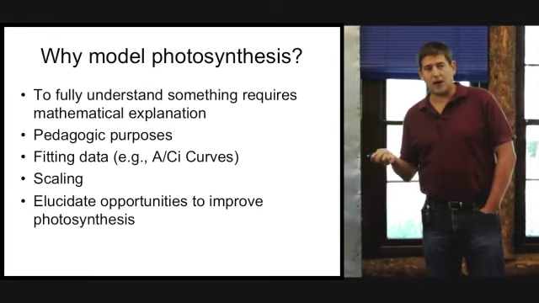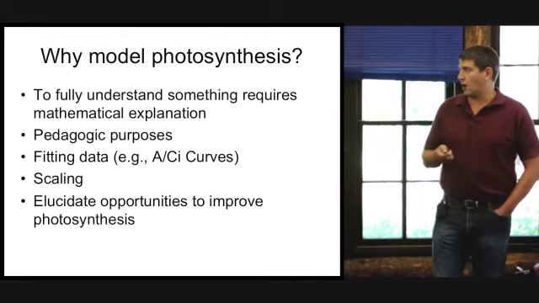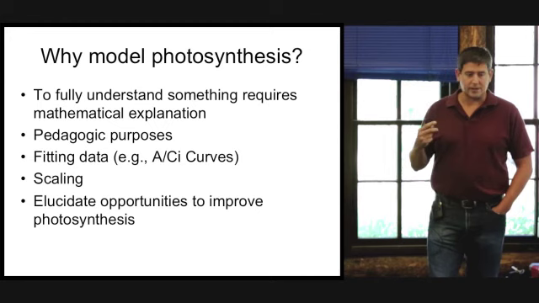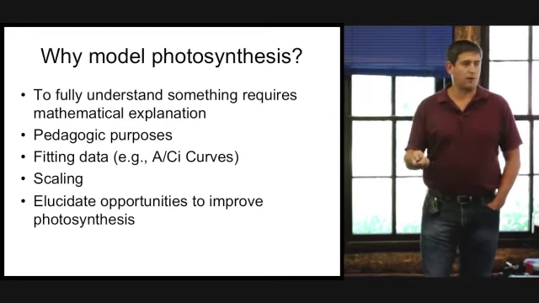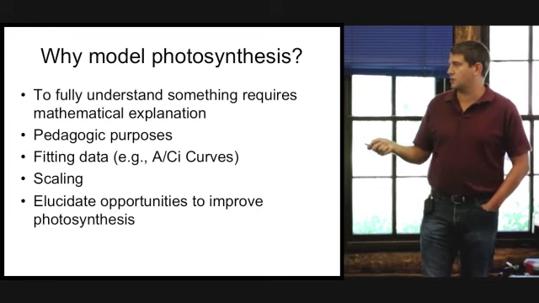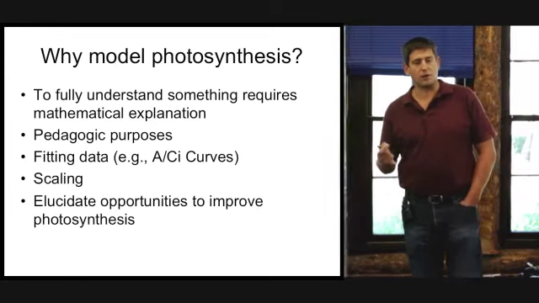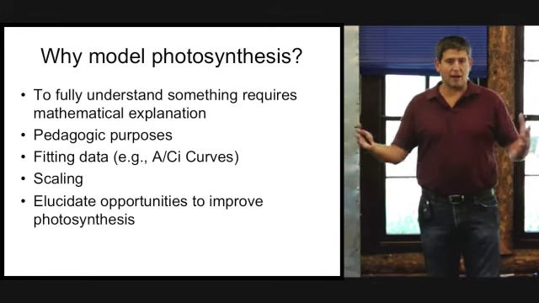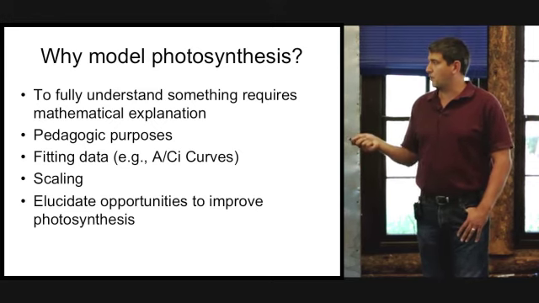So when Farquhar, von Caemmerer, and Berry got together, Susanna von Caemmerer was a mathematician. Farquhar was really interested in a lot of the dynamics associated with the influence of stomatal conductance on gas exchange. Joe Berry was interested in trying to elucidate a lot more of the C4 photosynthetic pathway. And together, the three of them combined each of their individual expertise to pull together the Farquhar model of photosynthesis.